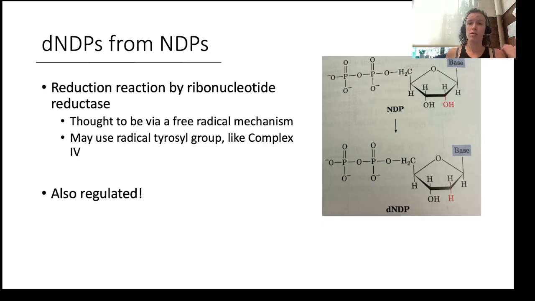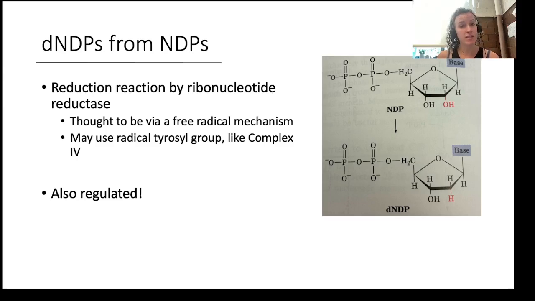How are deoxyribonucleotides made from ribonucleotides? So dNDPs are made from NDPs. So deoxyribonucleotide diphosphates are made from ribonucleotide diphosphates. And this is a single reduction reaction by an enzyme, ribonucleotide reductase.